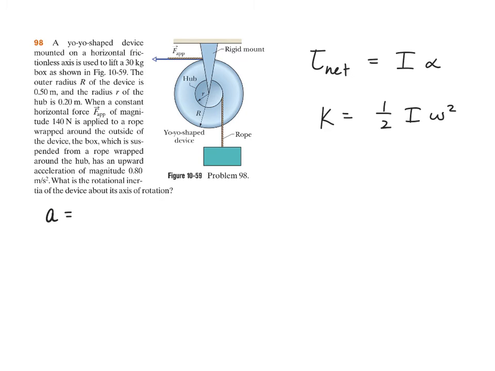This is given as 0.8 meters per second squared. We also know that the R value for the little hub is 0.2 meters. How can we relate these two variables to get alpha? What is our formula that yields alpha in these problems? Again, from A and R, how can we get alpha?